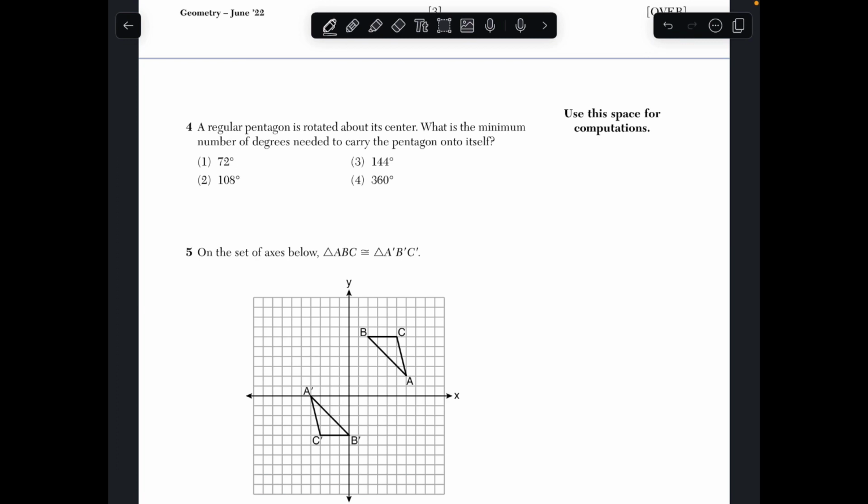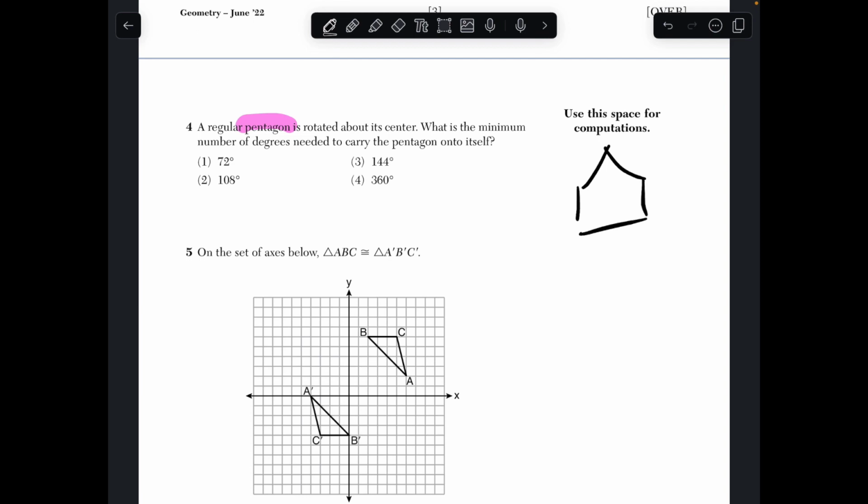Question 4. A regular pentagon is rotated about its center. What is the minimum number of degrees needed to carry the pentagon onto itself? So this is definitely more fact-based. You need to know what a pentagon is. You really need to know your shapes in geometry. So a pentagon is a five-sided figure.